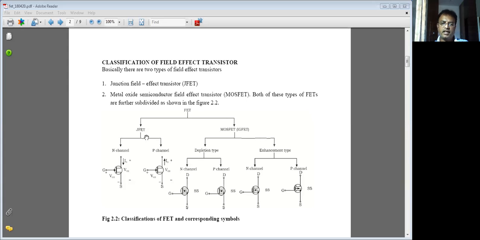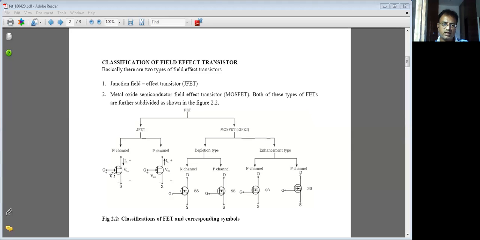FETs are classified into JFETs and MOSFETs. In turn, JFET is classified into N-channel JFET and P-channel JFET. These are the symbols of N-channel and P-channel JFETs. Three terminals of the JFET are source, drain, and gate. Here, this is N channel.